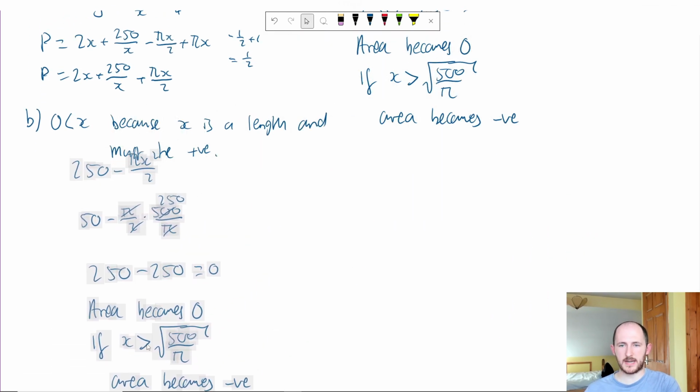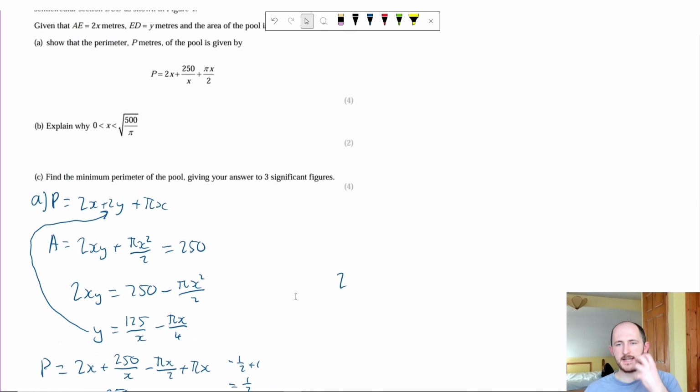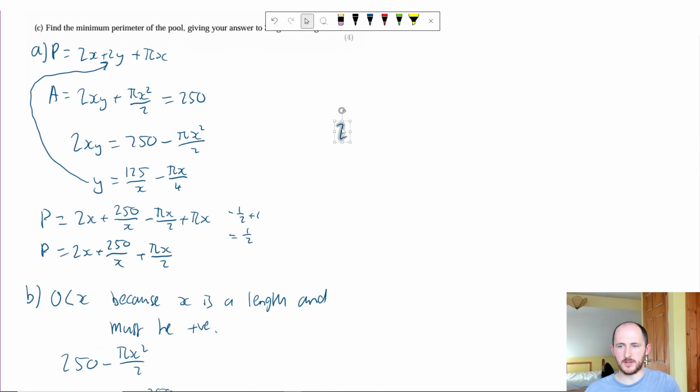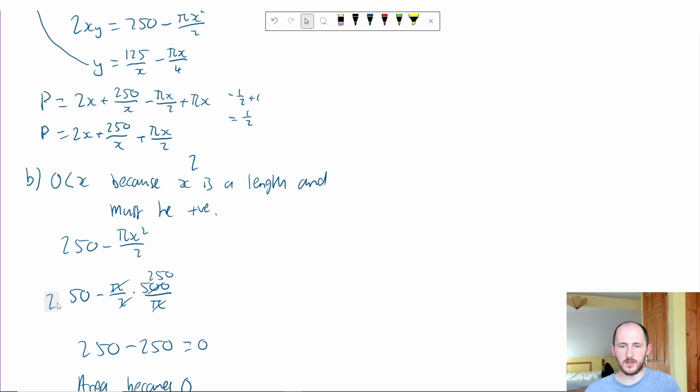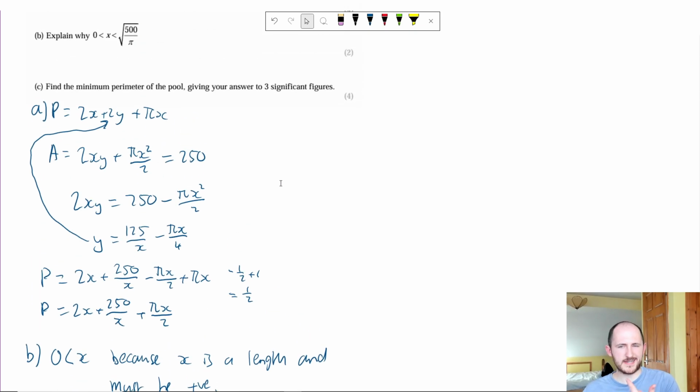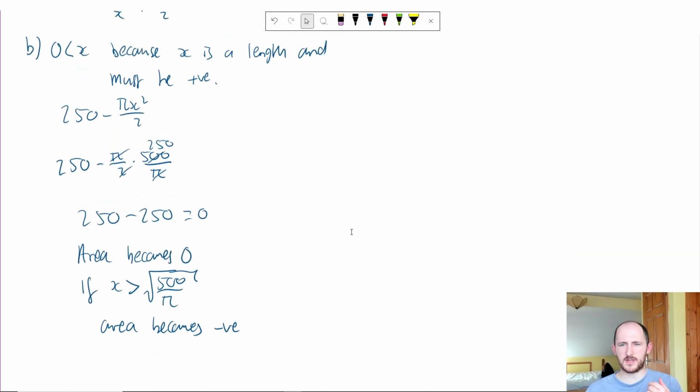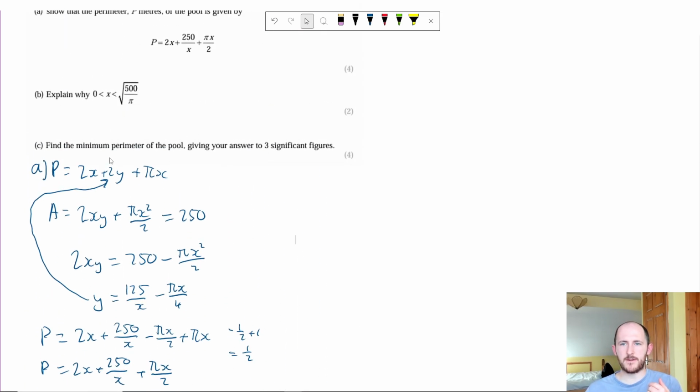That's why this question was actually very difficult, because instead of subbing into the main equation, you actually sub it into an equation that you worked out for the area, which isn't really part of the question. So I thought that was a bit of an interesting one. It's a bit tricky. Part C, find the minimum perimeter.